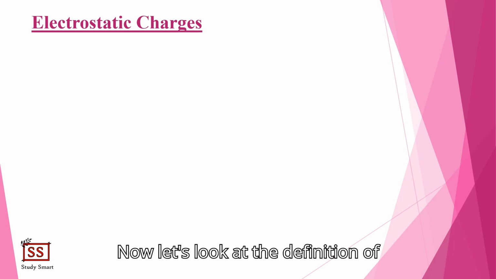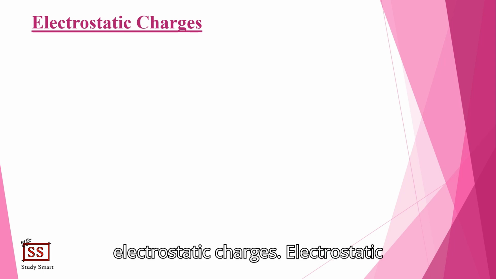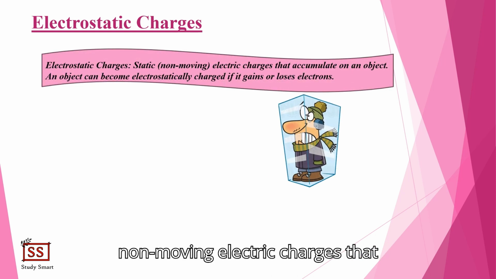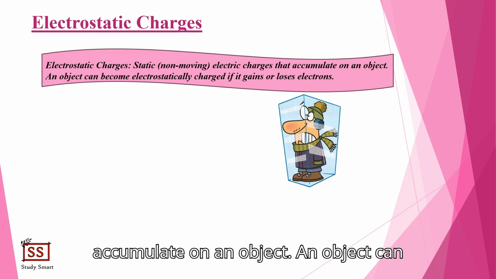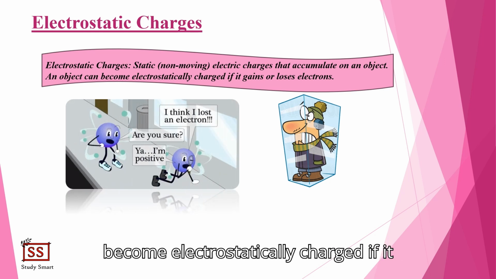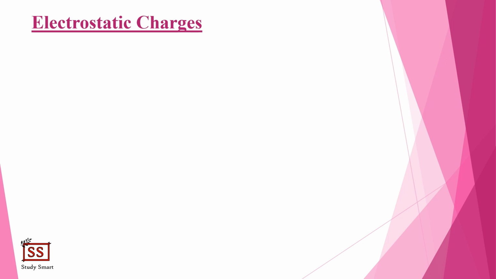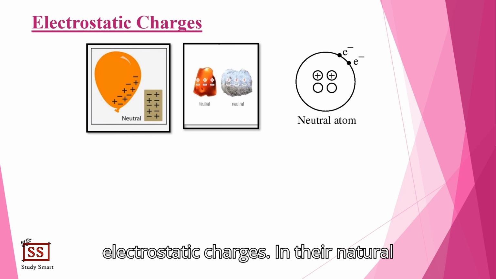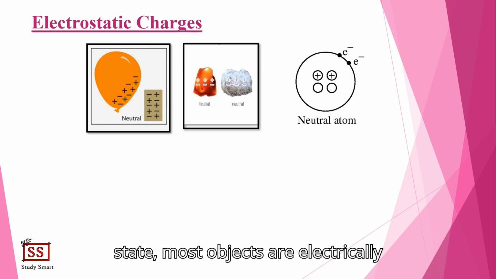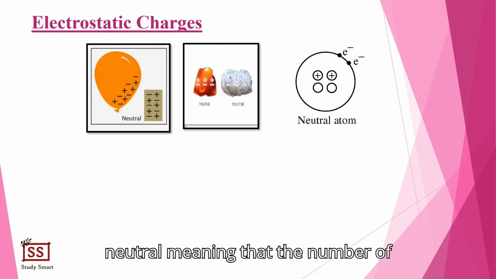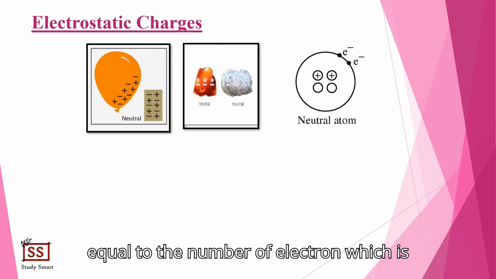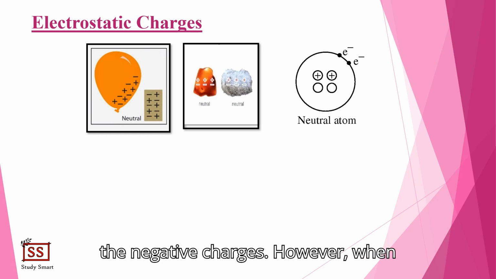Now, let's look at the definition of electrostatic charges. Electrostatic charges are static, which means non-moving, electric charges that accumulate on an object. An object can become electrostatically charged if it gains or loses electrons. All objects have the potential to exhibit electrostatic charges. In their natural state, most objects are electrically neutral, meaning that the number of protons, which is the positive charges, is equal to the number of electrons, which is the negative charges.